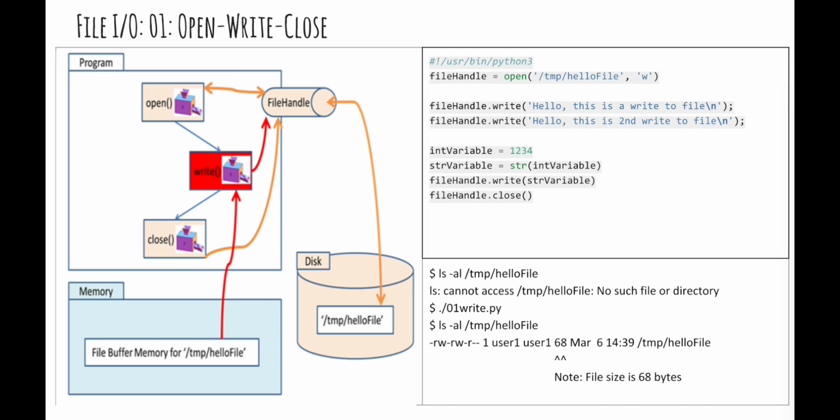Next, we write a string to the file handle. On the following line, we again write a string to the file handle. Then we want to write an integer to the file handle, but Python only allows strings to be written to a file handle. So we need to convert the integer to a string, and then we write the string to the file handle. Finally, we close the file handle so the operating system can free up resources, including memory associated with the file handle. Notice that after the Python program runs, we observe that a new 68-byte file was created.